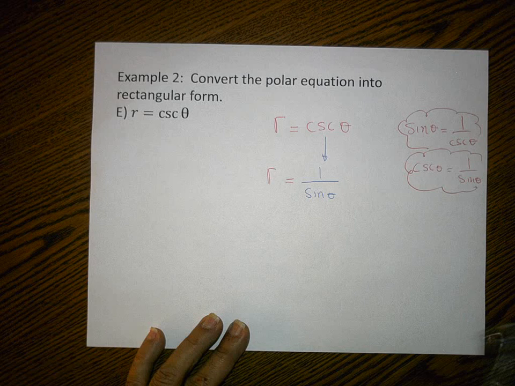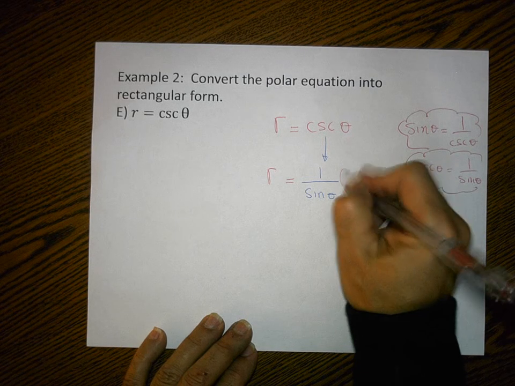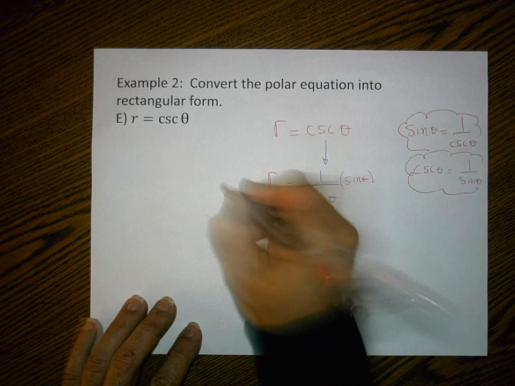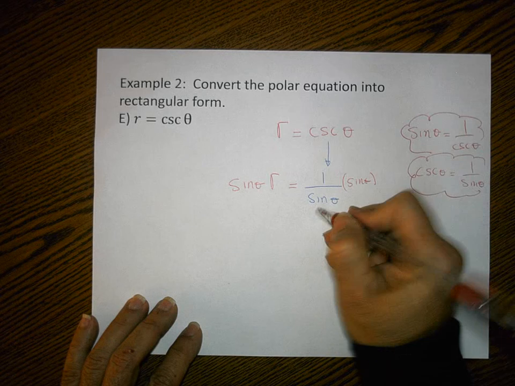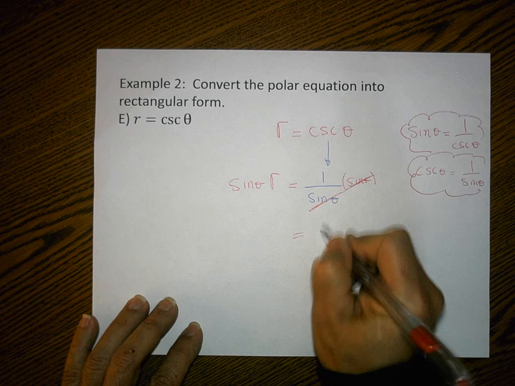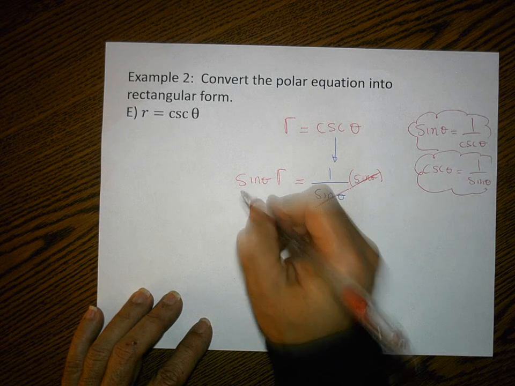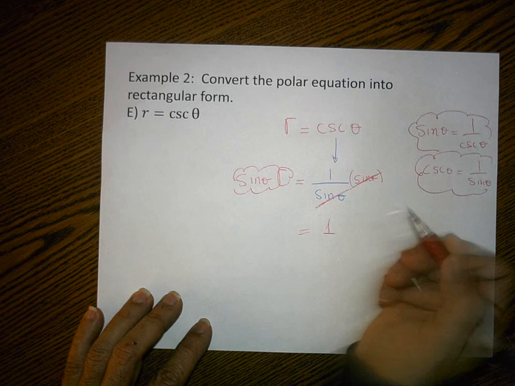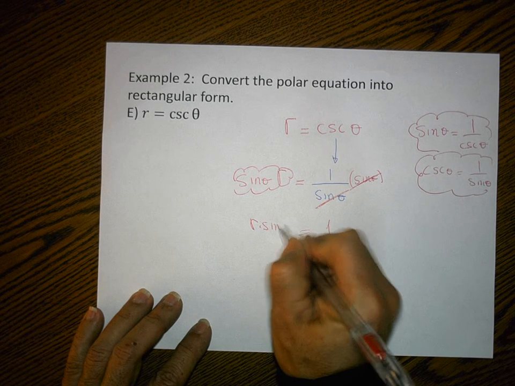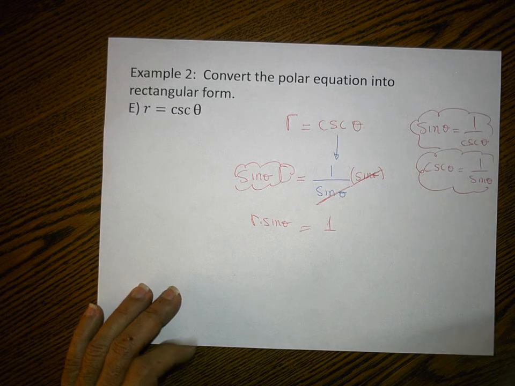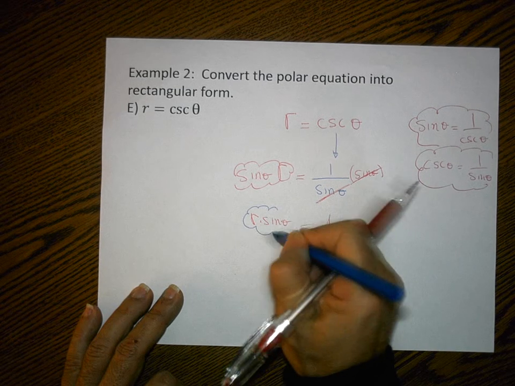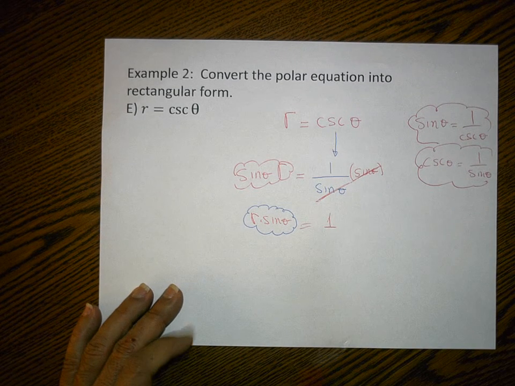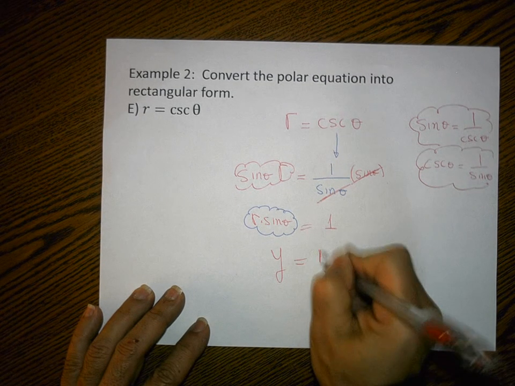Cool. If I multiply this side by the sine of theta, and I multiply this side by the sine of theta, over here it reduces. I get the 1 all by itself. But what does this look like to you? I'll rewrite it: r times sine of theta. What does it look like now, if you haven't recognized it by now? It equals y. So y equals 1. That is our rectangular equation.